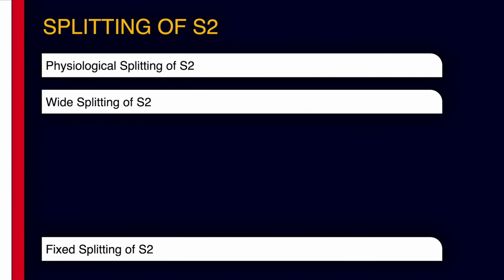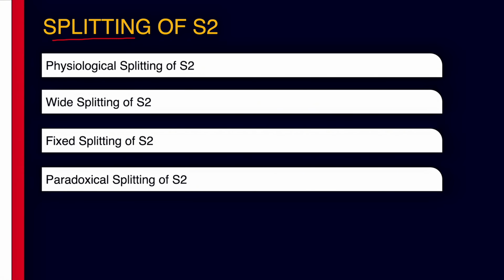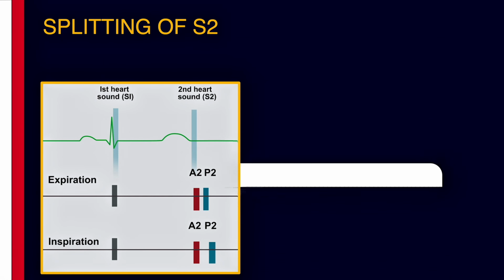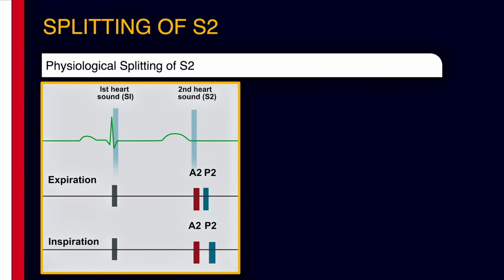Okay, let's go. Now let's go over the types of splitting of the second heart sound, S2, something Step 1 loves to test, especially when linked to timing and valve physiology. We start with the normal, and then we move into the pathologic patterns. Physiological splitting of S2, this is normal.